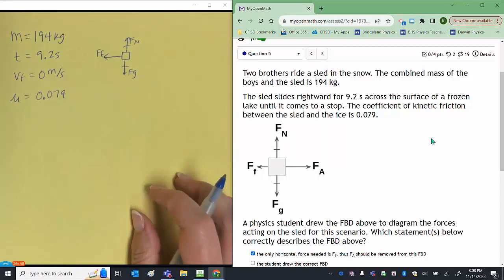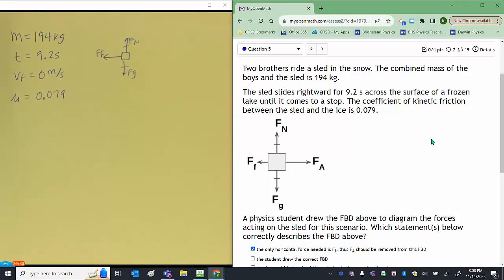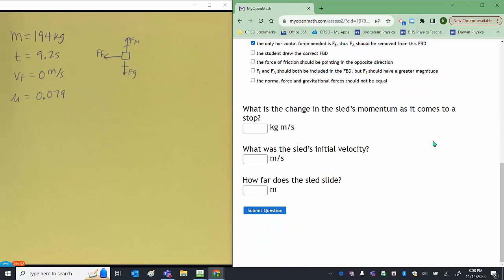Okay, so that's the information that I see in the question. The first question says, what is the change in the sled's momentum as it comes to a stop? Well, when it comes to a stop, the momentum of the sled is going to be 0. So the change in the sled's momentum, if I found the initial momentum, then I could answer this question. However, I don't actually have an initial velocity, so I can't do that.